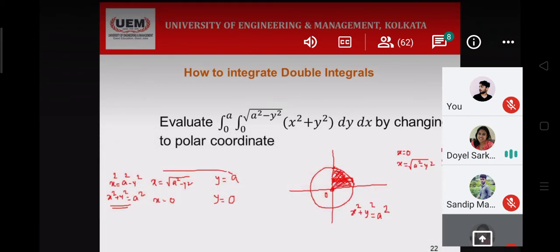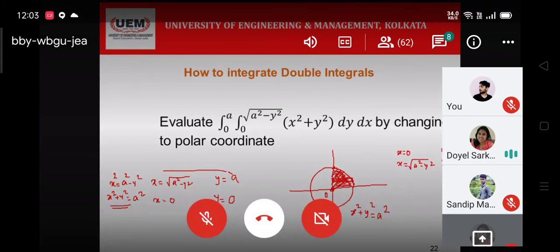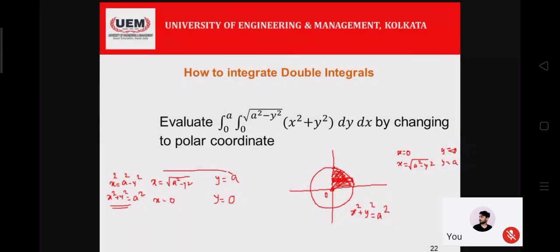How did we understand over which region we are integrating? Just look at the limit, and by looking at the limit we decided that this is the region of integration. Now you want to transform it to a polar coordinate system. What transformation will you use for the polar coordinate system?